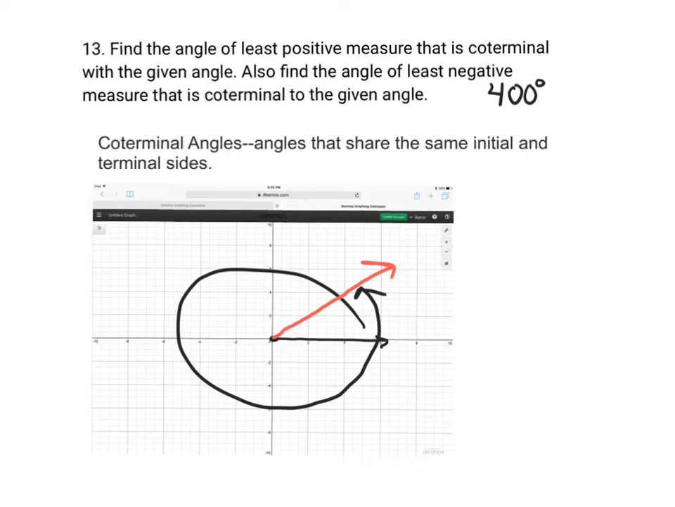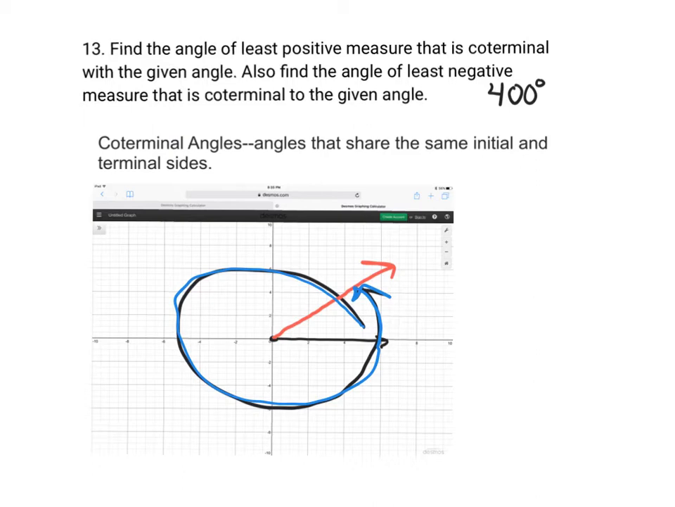sides. So in this case, if I graph the 400-degree angle that I am given, I would draw my initial side on the positive x-axis, and then I would travel 400 degrees. So I traveled 360 and then another 40 degrees. And so the red would be the terminal side of my angle. And so that is my 400-degree angle graphed in standard position.